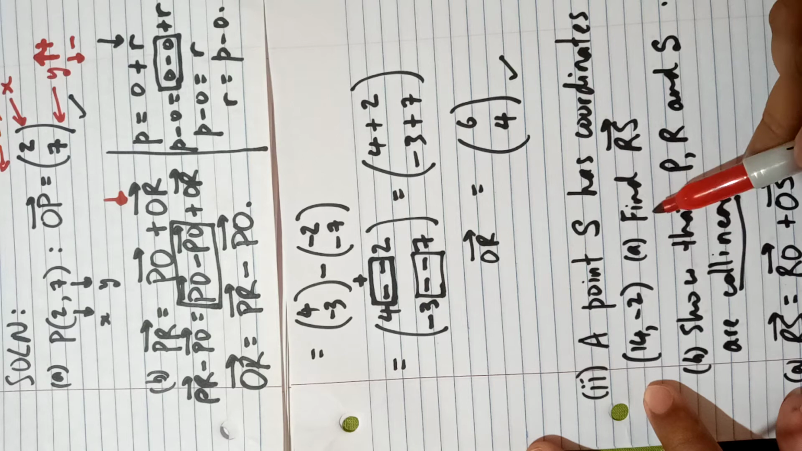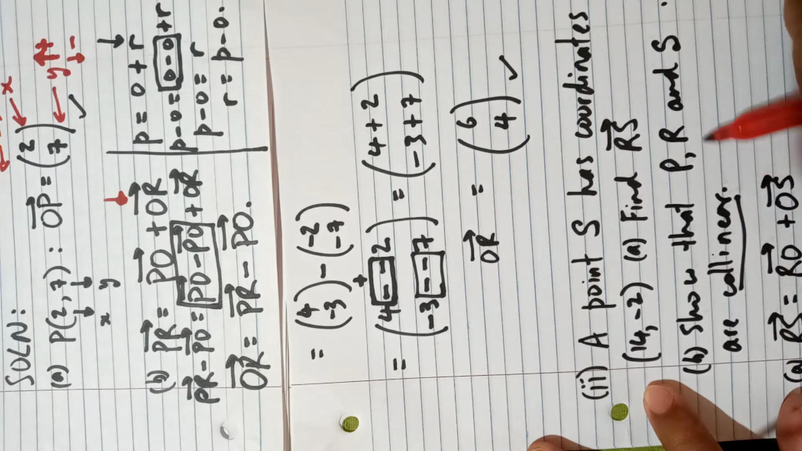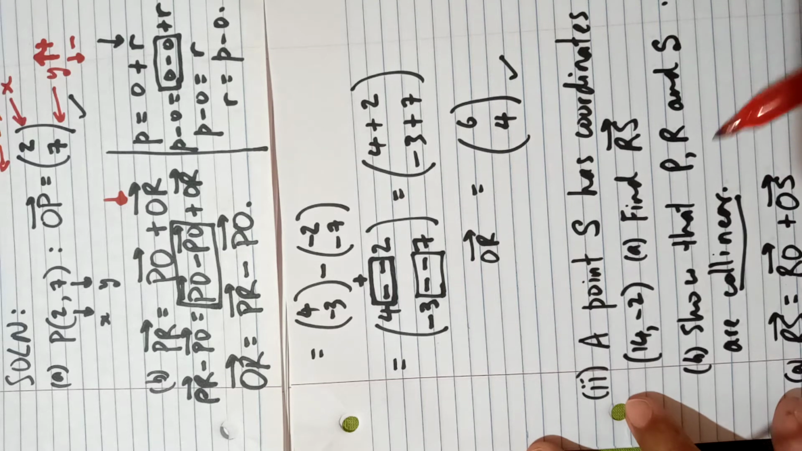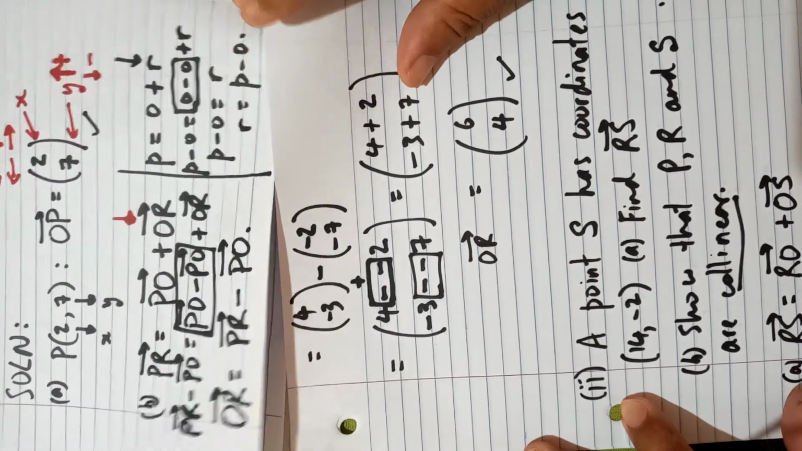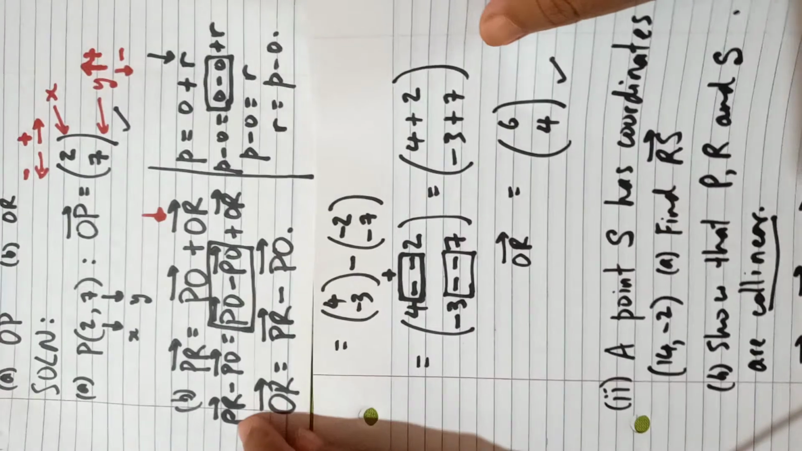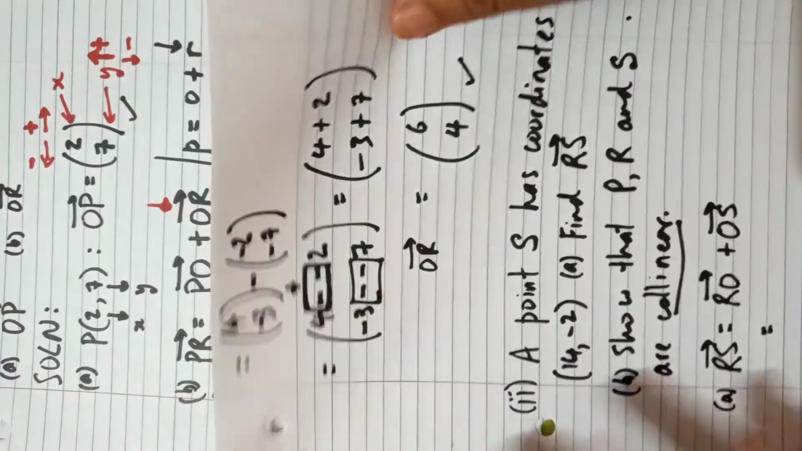Question A. Find RS. Part B. Show that P, R, and S are collinear. Collinear means that all 3 points lie in the same straight line. Let's work out the first part of the question. It says find RS.